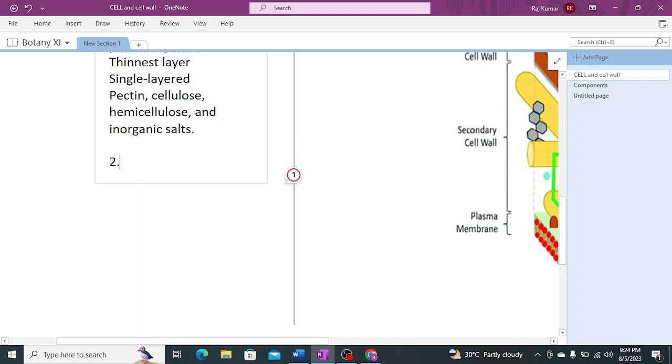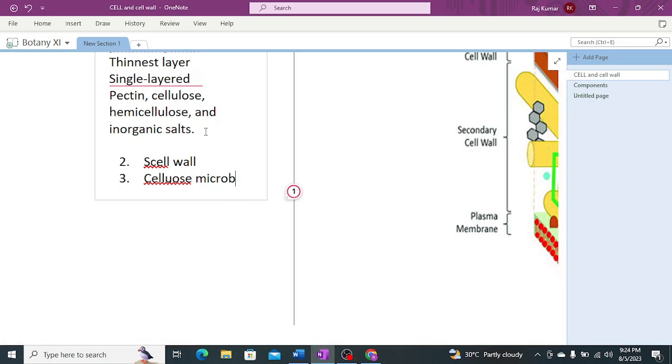In the secondary cell wall, the major components are cellulose microfibrils. Again, the cellulose microfibril is made up of what? The cellulose microfibril is made up of pectin as well as cellulose. This time, rather than being joined together by hemicellulose, the cellulose microfibrils will be joined together by lignin.